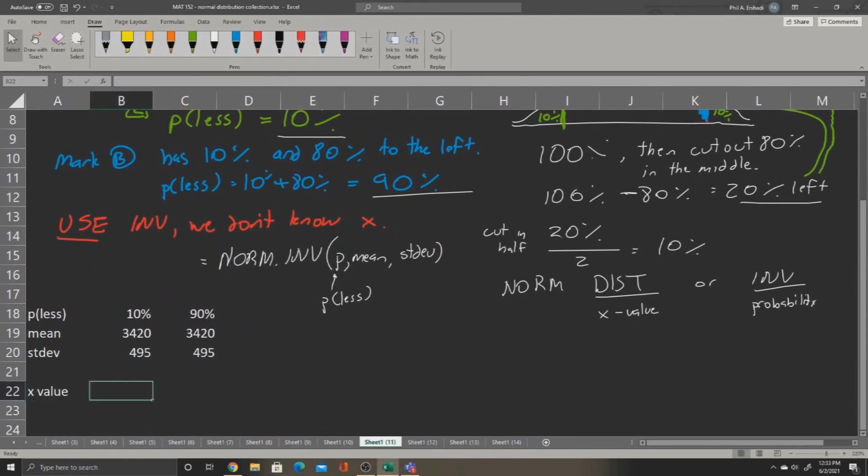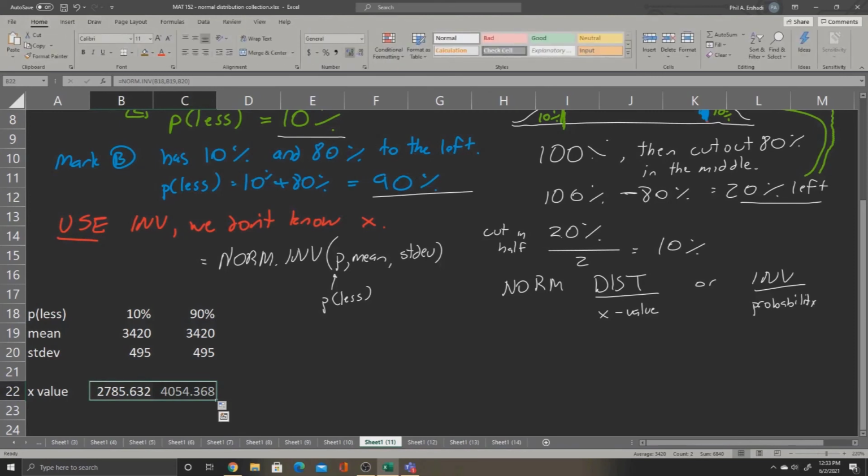Now, to get our x value, we'll use norm inverse. Click the probability, comma, the mean, comma, the standard deviation. There is no need to say true here. And we get 2,785.632. Use the black cross and move it to the right to calculate the x value for the other cutoff. So we can say that the low value cutoff was 2,785.632. Let's use Excel to round this by going to Home and reducing decimal in the number section.